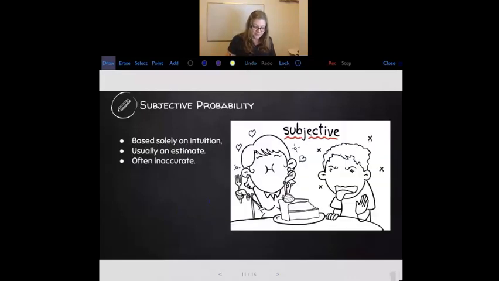A subjective probability is based on intuition. It's usually an estimate and it's typically inaccurate. So an example of subjective probability, going back to the idea of children, is I knew a family that had 3 boys. So they're like, oh, well, we'll definitely have a girl next. So that's subjective probability. They actually ended up with twin boys. So that's a case where it's like your intuition or what you think is going to happen.